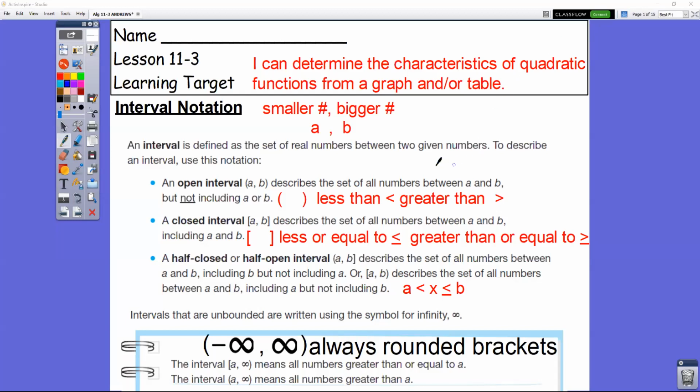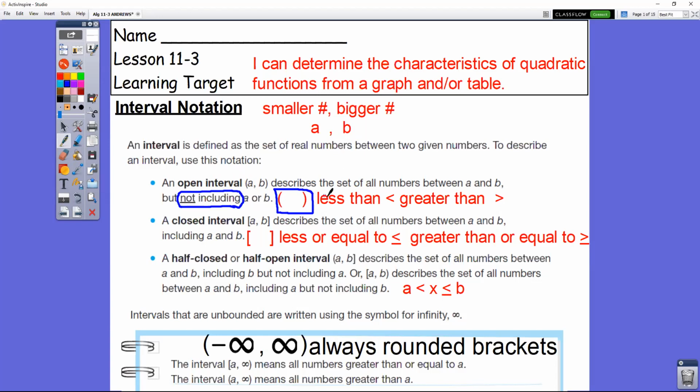So the first thing that I need to teach you is something called interval notation. It's where you're saying that something is in between this number and this number. The smaller number in interval notation always goes first. Your bigger number always goes second with a comma in between. If it doesn't include the number, it is going to be the roundy parentheses, all right? The parentheses that are above the 9 and the 0 on your keyboard.